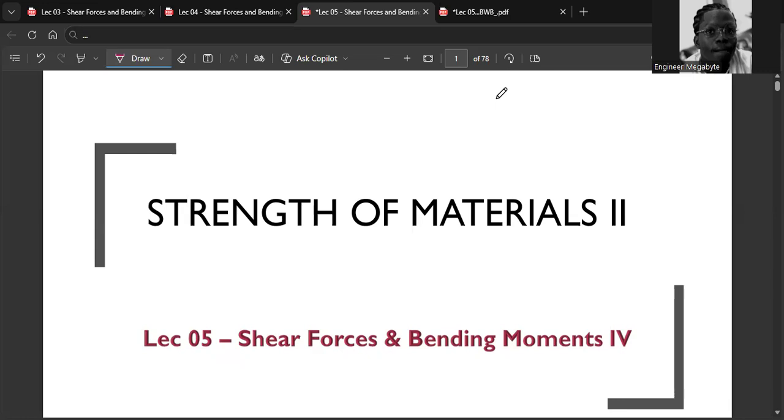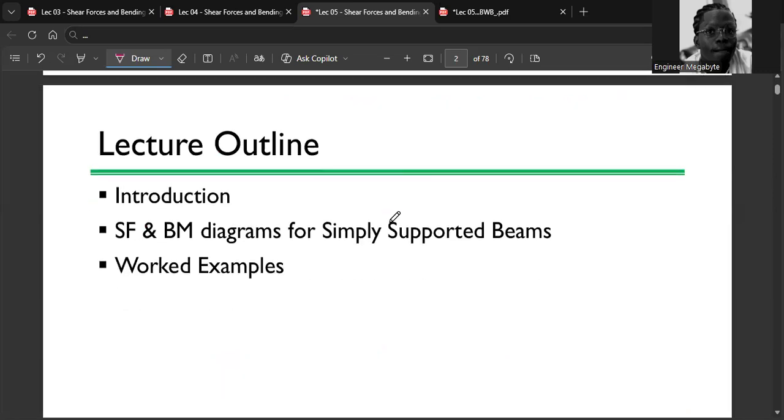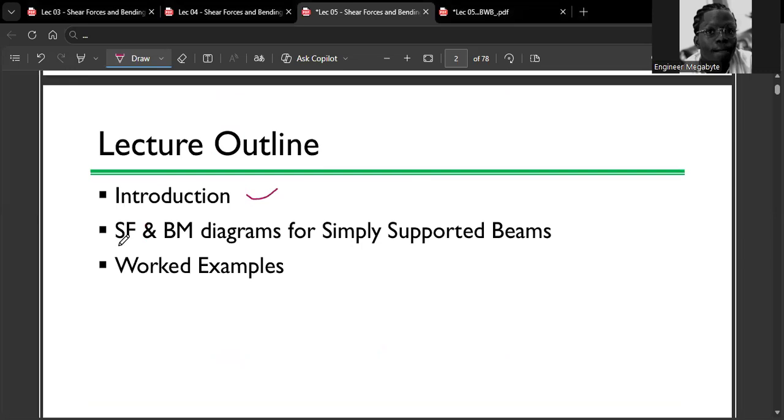All right. So in Strength of Material 2, Lecture 5, we are going to be looking at shear force and bending moment 4. Very good. Our lecture outline is composed of the introduction, and the shear force and bending moment. If you see SF, it means shear force, and BM means bending moment. So if you see shear force and bending moment diagram for simply supported beams, that is where we are going to focus on. We are going to be drawing the shear force and bending moment diagram of simply supported beams, and also we are going to do some worked examples as well.